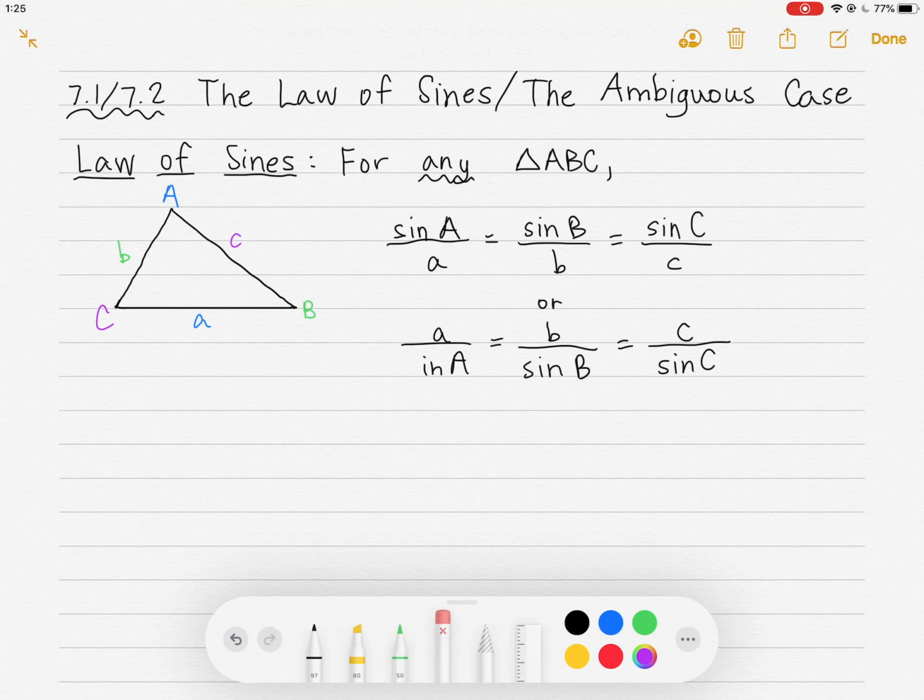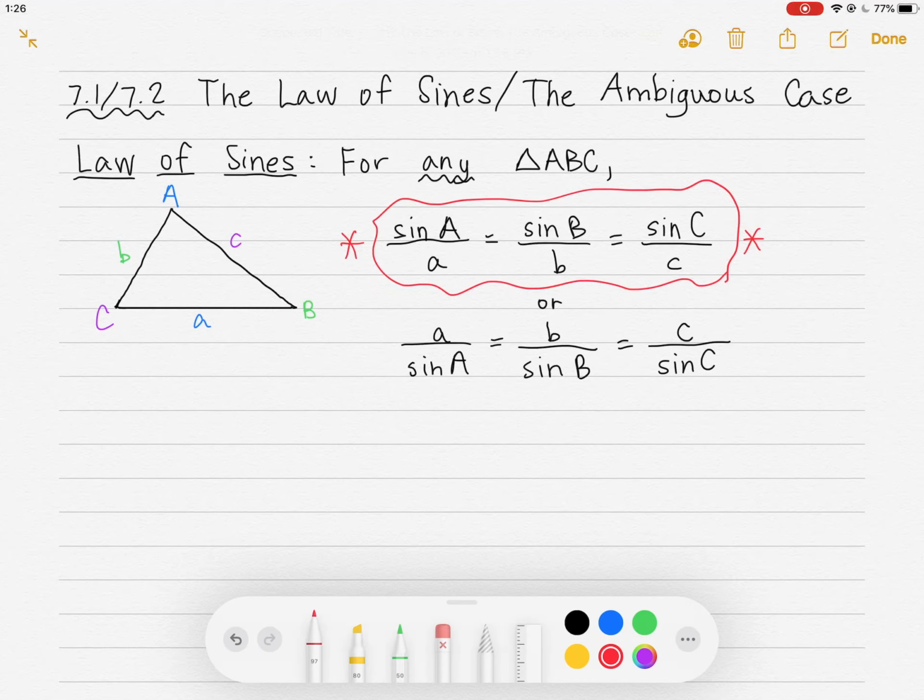Oops, I need to erase that. Okay, now usually we know this line. Again, it is interchangeable with the thing below it, but this is what people usually memorize. You'll randomly just need to know the law of sines, and in 7.3 we're going to get the law of cosines.